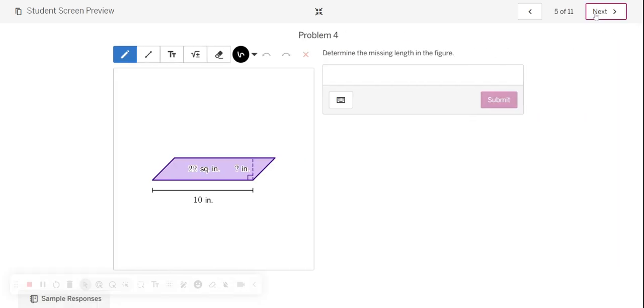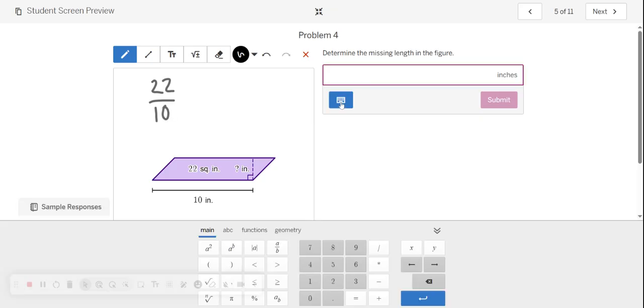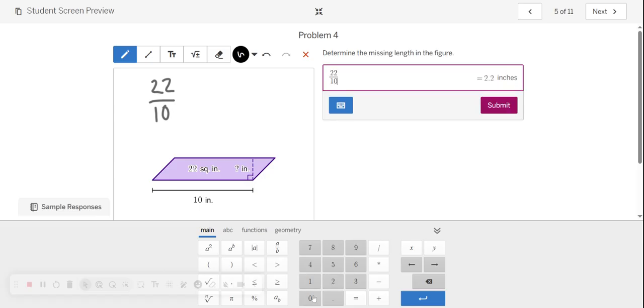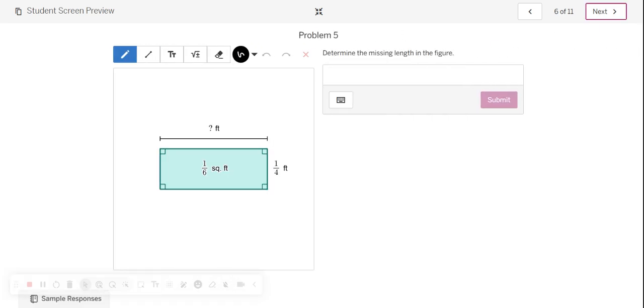Next. Okay, this is kind of straightforward. I would just do 22 divided by 10. I'm just going to write that as my answer. 22 divided by 10. If you wanted to simplify that, it's 11 fifths or 2 and 1/5, but that should be good enough for the computer.